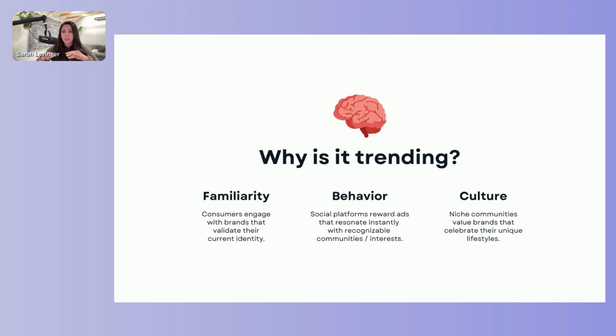And the platforms are built to find the communities that you are most matched with and then just serve you that content. The same goes for ads. Platforms are going to reward your ability to mirror identities. And last on here, culture. Obviously, niche communities are really interesting because they really value those brands that celebrate their more unique lifestyles. So this is why it's trending up in 2025.